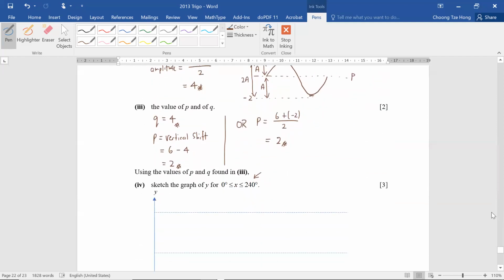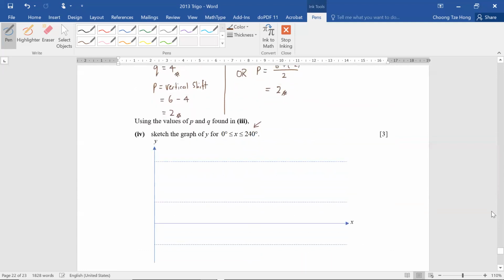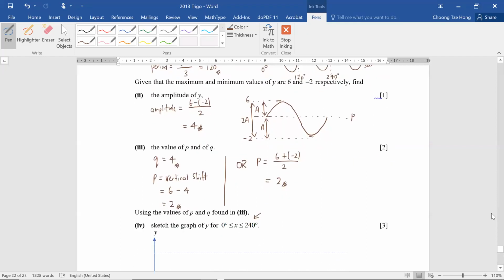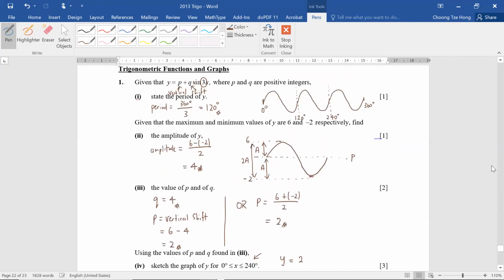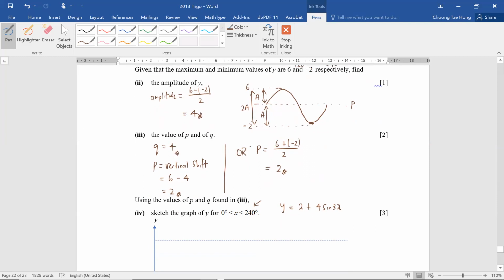Okay, so sketch the graph of y for x between 0 and 240. I'm going to rewrite the equation of the graph with the P and Q inside. So P is 2, right? Then Q is 4. So plus 4 sine 3x. So we know the maximum is 6 and the minimum is -2.